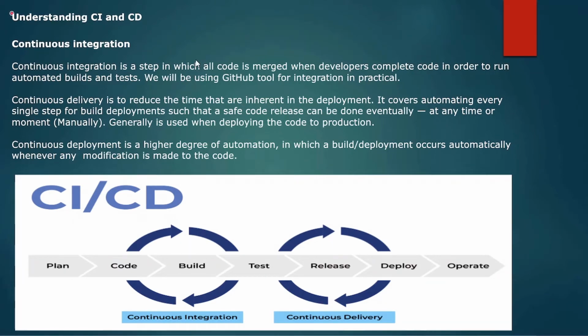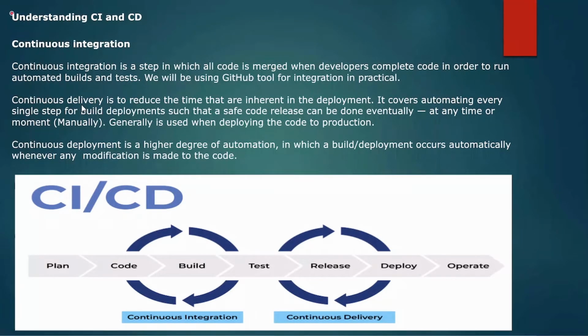Now, in order to merge all the code, we need to do this code integration, that is continuous integration, which is being provided by GitHub. Fine, we'll see the practical examination, so you'll have much more idea on that. Now we come to the term continuous delivery.